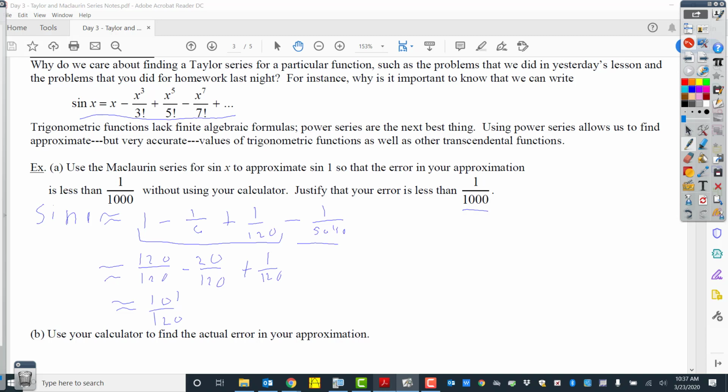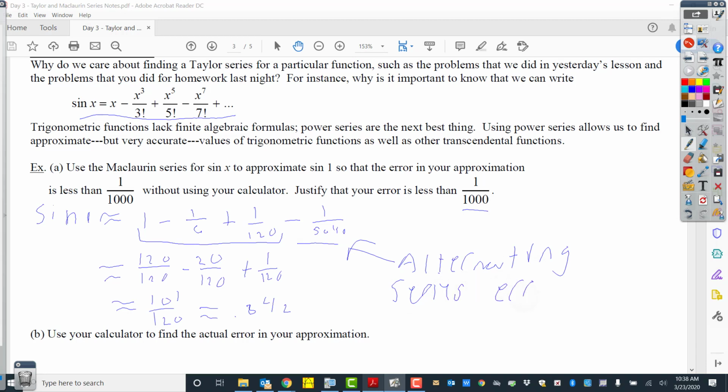So 101 over 120. I just did it in my calculator. This is approximately 0.842. So we're saying that sine of 1 is approximately 0.842. And we're saying that this answer is within 1/1000th of the actual answer because of the alternating series error bound. Because of the alternating series error, we're saying that this is less than 1 over 1,000. Let's check to see if we're right.